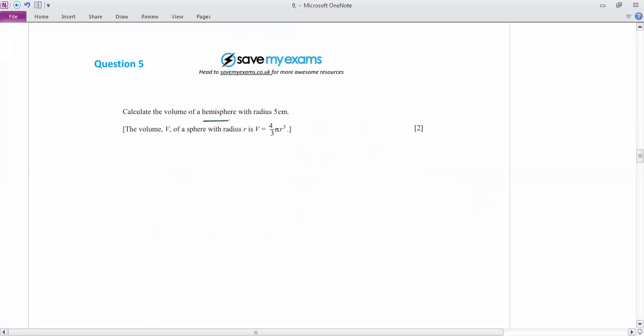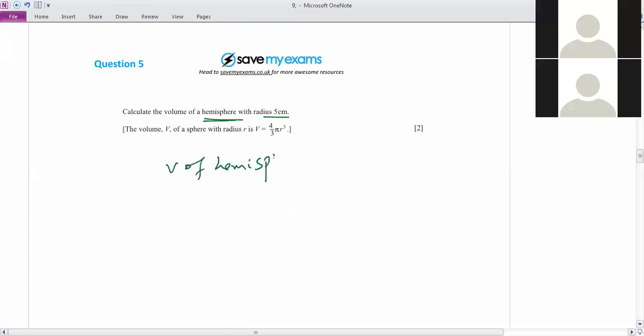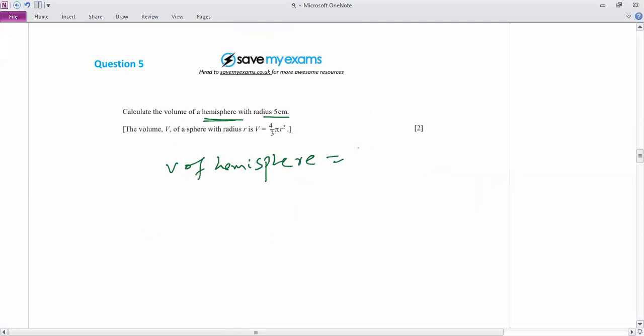This is again a hemisphere, a simple question. A radius is given, so if we take the volume of a hemisphere, it will be 2 by 3 pi r cube. So just put the values of the radius and get it.